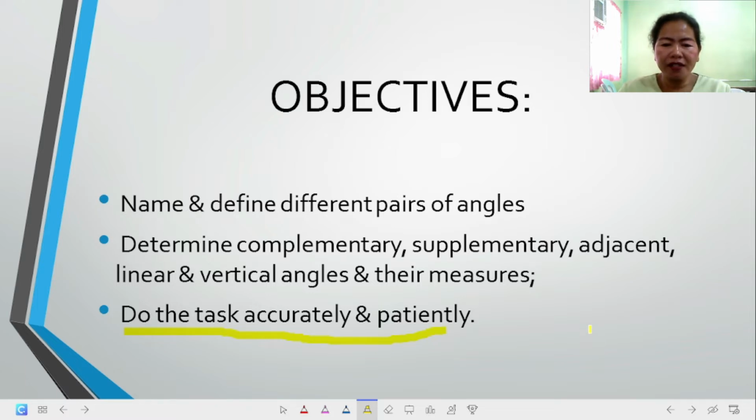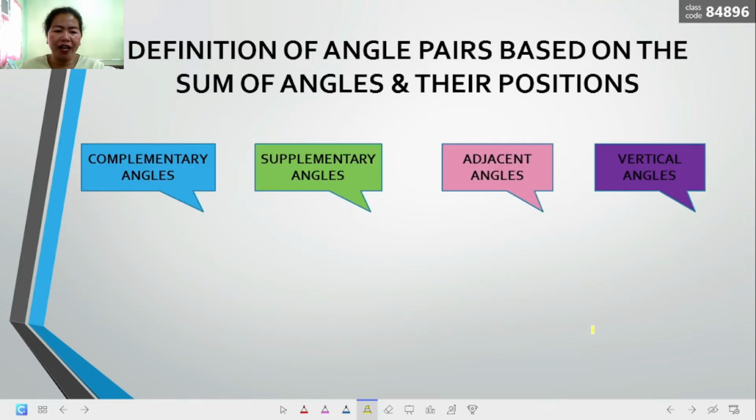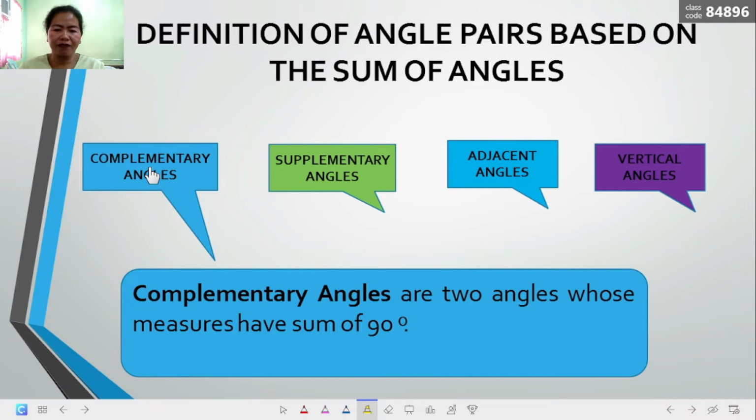There are different ways pairs of angles may be classified. A pair of angles may be related on the basis of the sum of their angle measures or of their positions. Based on the sum of angle measures, angle pairs can be classified as either supplementary or complementary. First, we will have to define complementary angles, supplementary angles, adjacent, and vertical angles. Let us try first complementary angles.